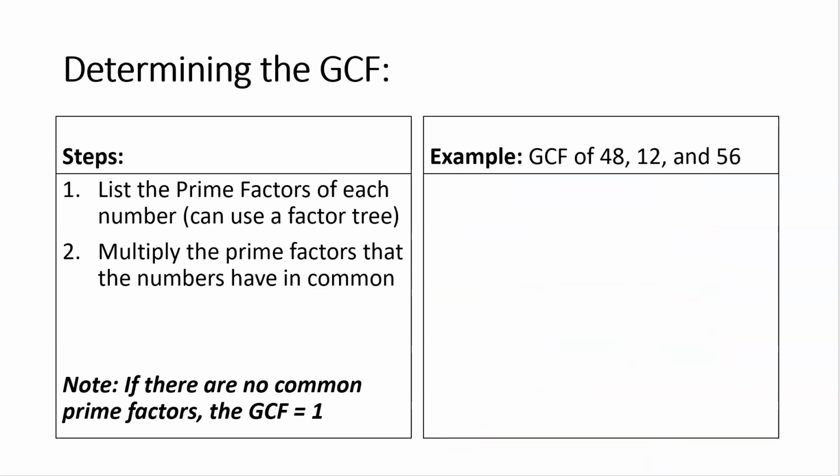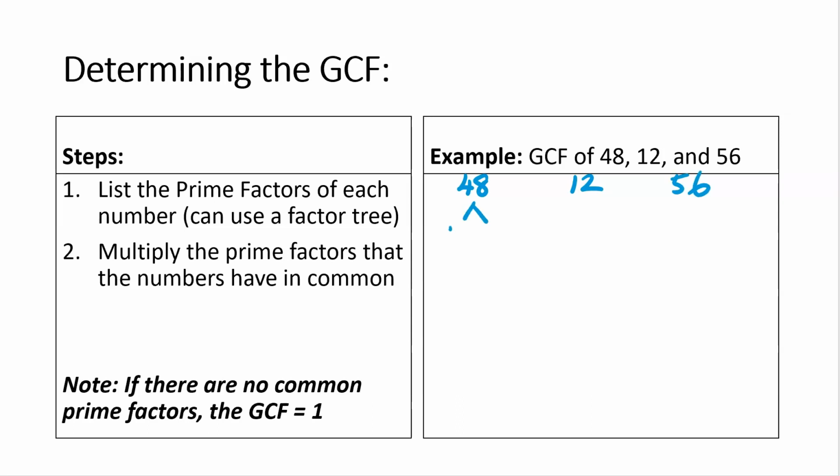Now this process can work for 3 numbers or 4 numbers as well. So let's take a look at an example with 3 numbers in it. Greatest common factor of 48, 12, and 56. So we start our process by finding the prime factors using a factor tree.